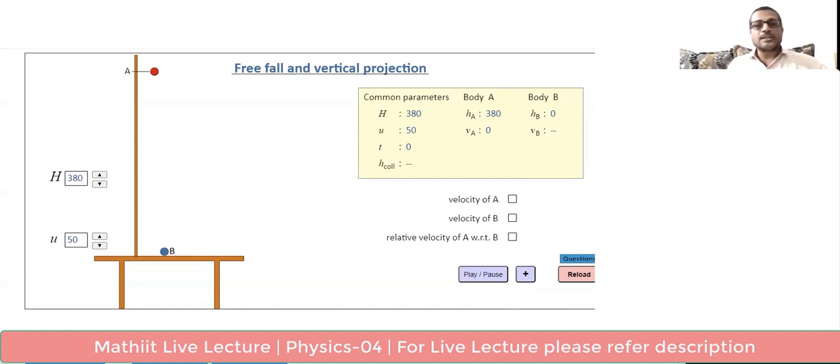Now, what is the situation here? This is body A, which is dropped with initial velocity 0. This is body B, which is given some initial velocity. You can see the initial velocity of body B, that is 50 meters per second. A and B both are set into motion simultaneously. What we have to figure out is at what height from the table will A cross B, and after how much time will A cross B.